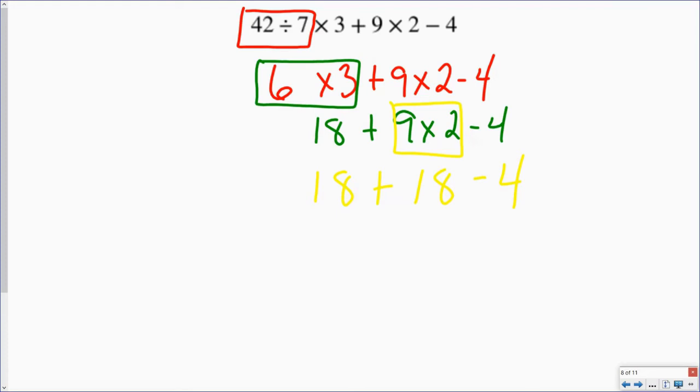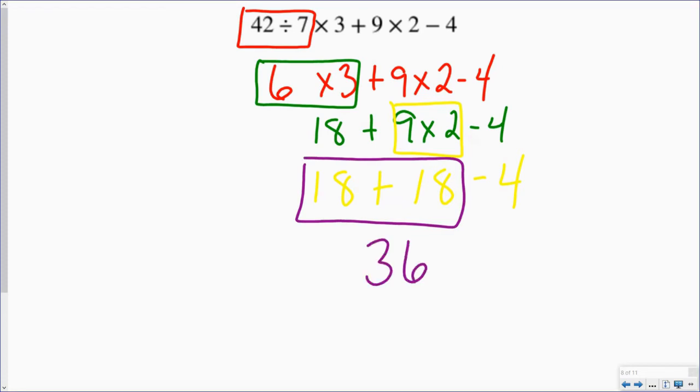So the first thing I have is addition. So I have 18 plus 18, which gives me 36. And then subtract 4 stays the same as it is. And then the last thing I have is 36 minus 4, which is 32. So 42 divided by 7 multiplied by 3 plus 9 multiplied by 2 minus 4 is simplified down to 32.